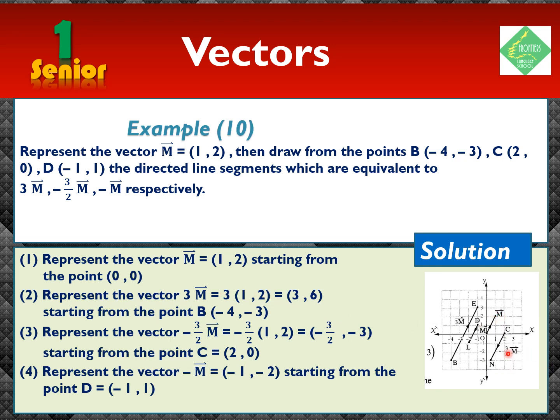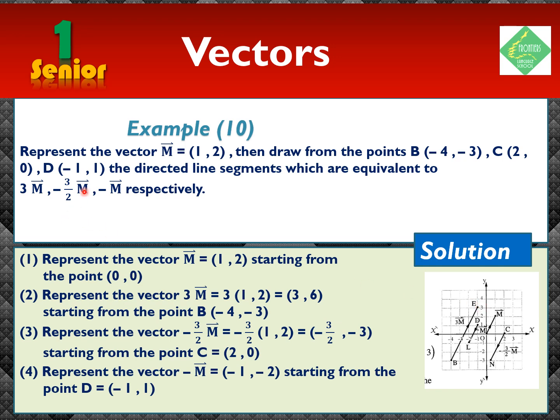To get 3m, you will multiply 3 by m, which is (1, 2). You will get (3, 6). So you will move 3 parts on the x-axis and 6 parts on the y-axis, starting from P. You will find E.